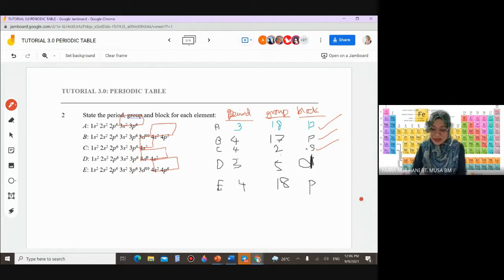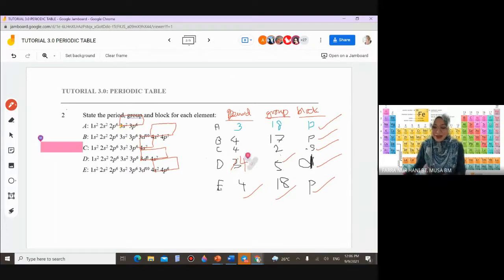Period is 3. Period 3, betul tak ni, D? Period 3 ke? Period apa? 4. For period, look at the largest principal quantum number, 4. Betulkan kat situ. Okay. So it is period 4. It is still period 4. Okay. 5, group 5, no need to plus 10 because block D. Okay, correct. Okay. E, period 4, 18, ya kena plus 10 because it is in block P. Okay, alright, good. Never mind buat salah, kita lagi ingat.